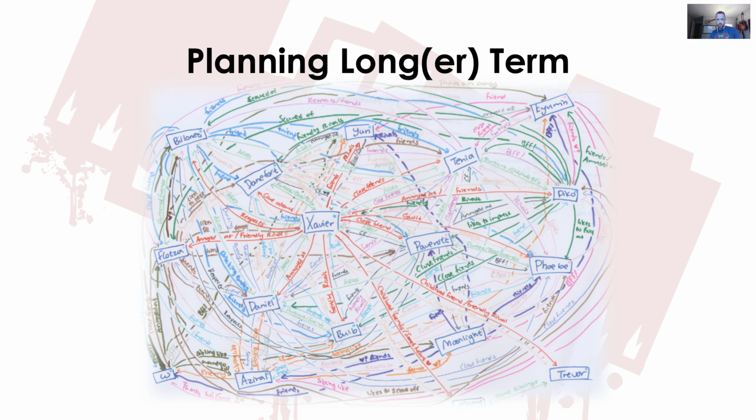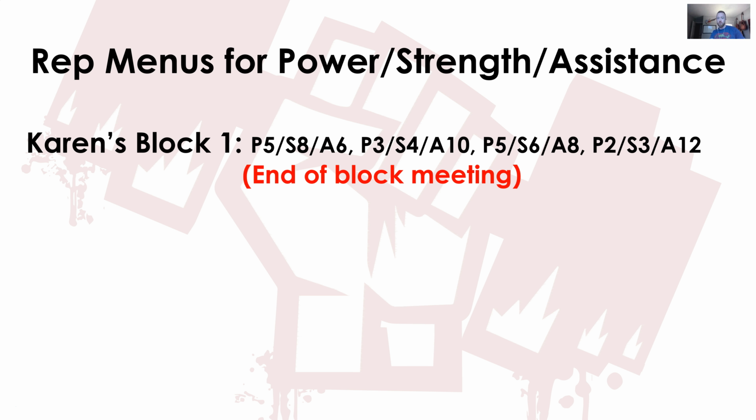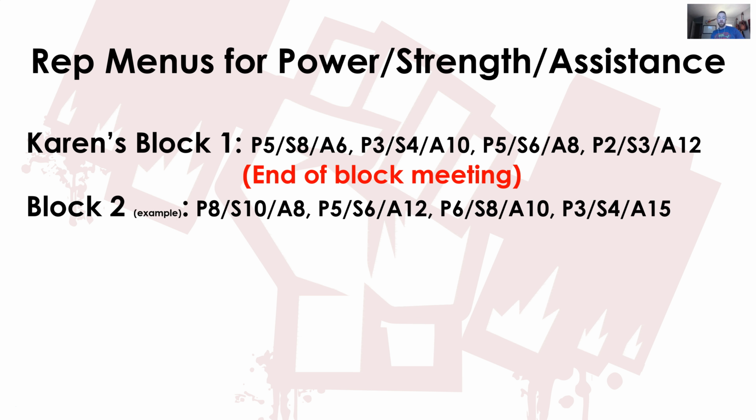So planning longer term, rep menus for power, strength, and assistance. So here's what hers looked like, right? She gets through the whole block, we would have an end of block meeting. Again, we're gonna talk in detail about what that means. Then maybe she goes on to something like this. It doesn't mean that we start over again and we do the exact same power, strength, assistance for another 4. We had this end of block meeting, we figure out what she wants to do going forward, and we're like, oh, okay, this makes sense.